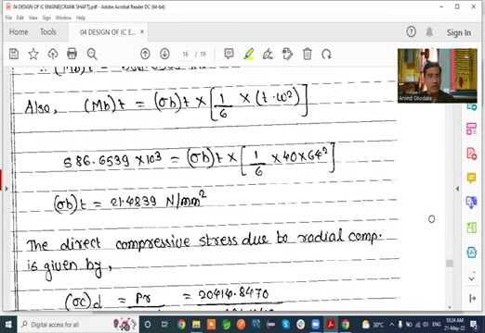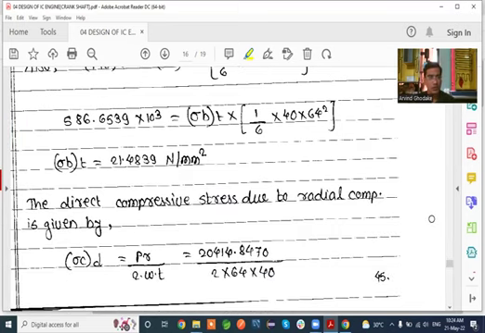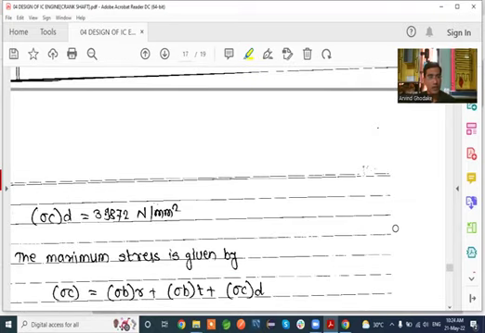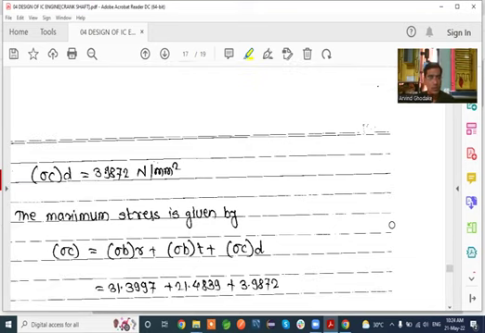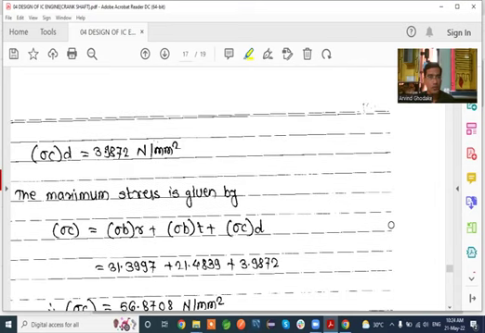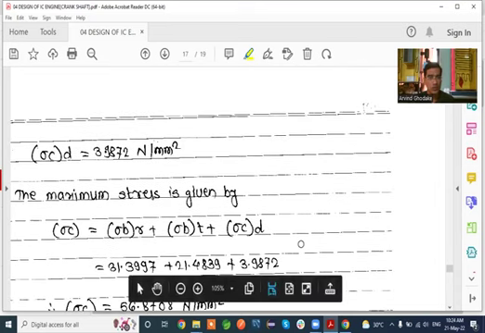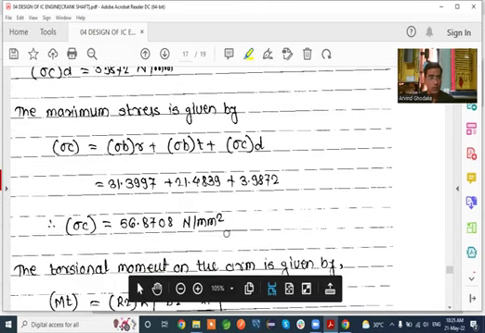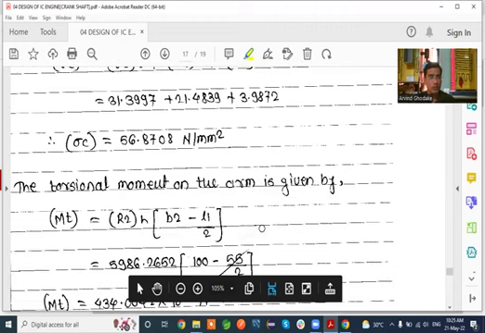So in this way, the direct compressive stress due to the radial component is given by sigma cd is equal to PR upon 2 times W into T. By putting the values, we get the compressive stress 3.9872 Newton per mm square. Therefore, the maximum stress is given by sigma c is equal to sigma br plus sigma bt plus sigma cd. Therefore, sigma c is equal to 56.87 Newton per mm square.